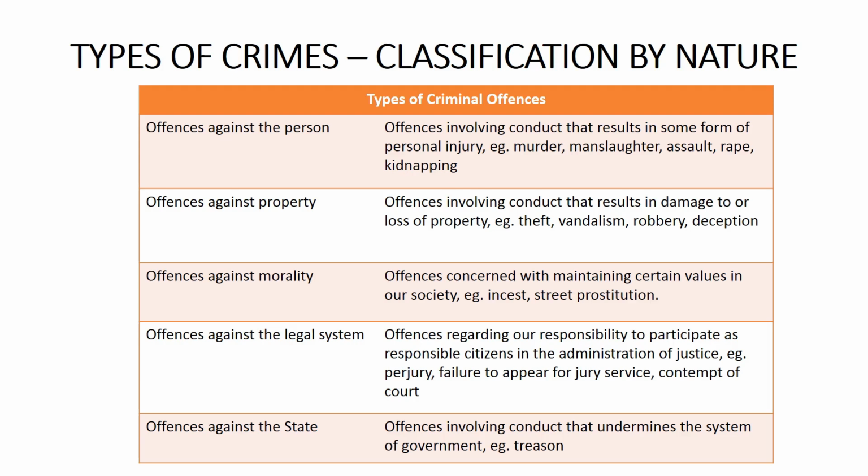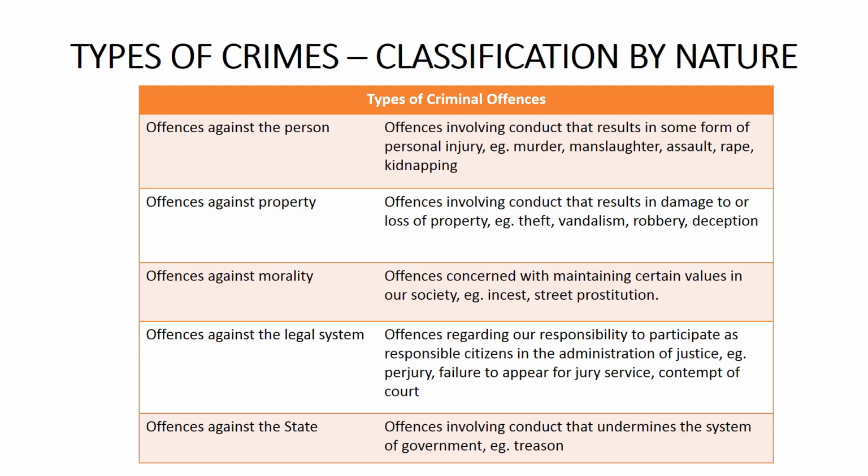Offences against the person are offences that involve conduct that results in some form of personal injury. Obvious examples are murder, manslaughter, assault, rape, and kidnapping. Offences against property are offences that involve conduct that results in damage to or loss of property. Again, some fairly obvious examples are theft, vandalism, and robbery. Most crimes are either offences against the person or offences against property. However, there are other types of crimes that we can also consider.